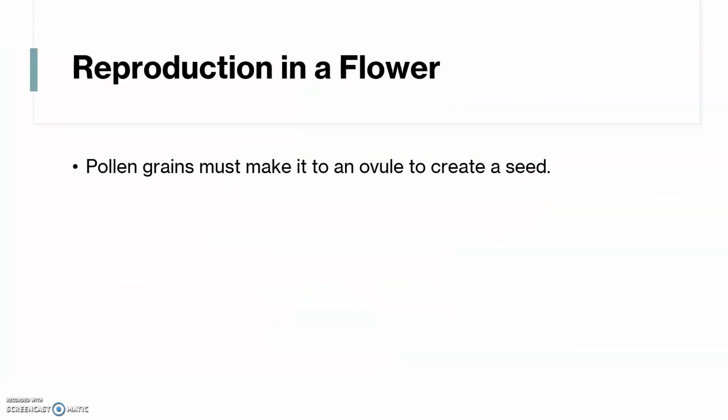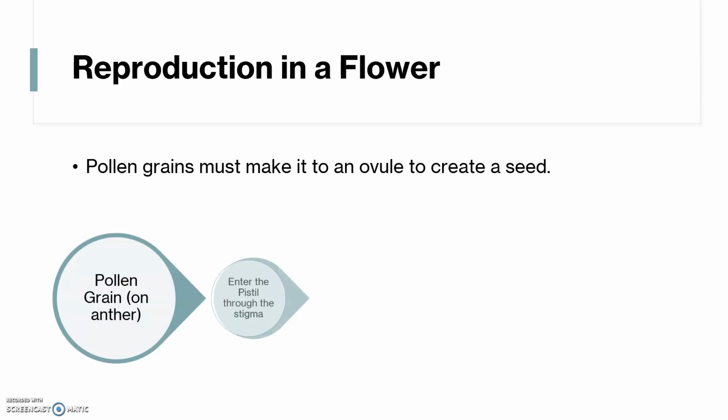The purpose of a flower is to be a reproductive organ, which means that we need to take a female gamete and join it with a male gamete. In other words, pollen grains must make it to an ovule to create a seed.